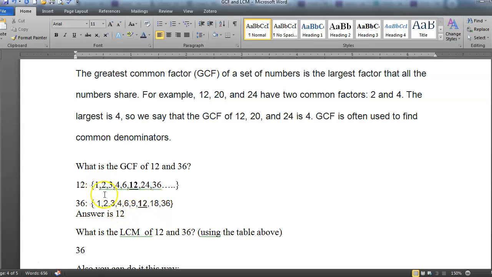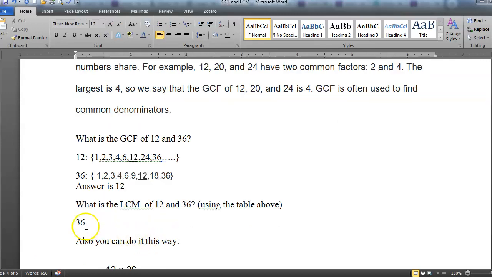And when I take these numbers and look at them side by side, I want to find the smaller number or the bigger number. In this case, I'm looking for the GCF. So what's the biggest number that these two numbers share? And that's 36. So that's the big number. So 36 is going to be my least common multiple.